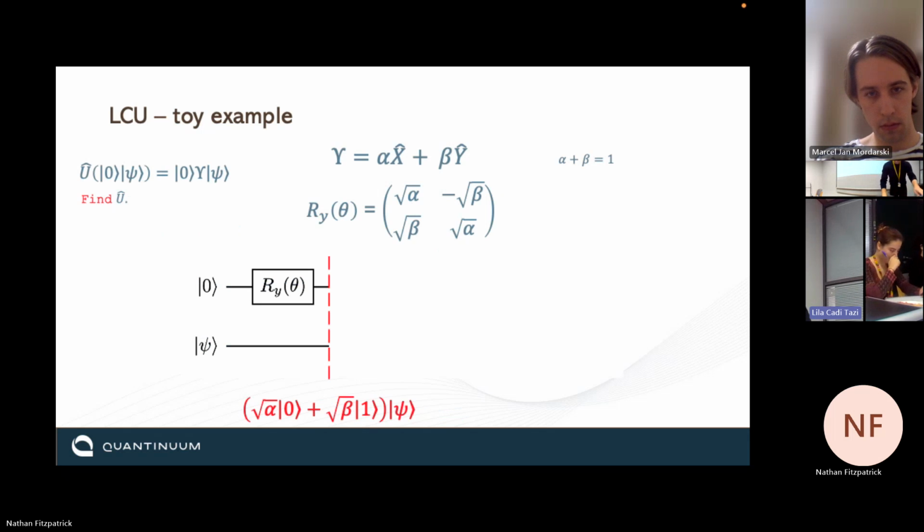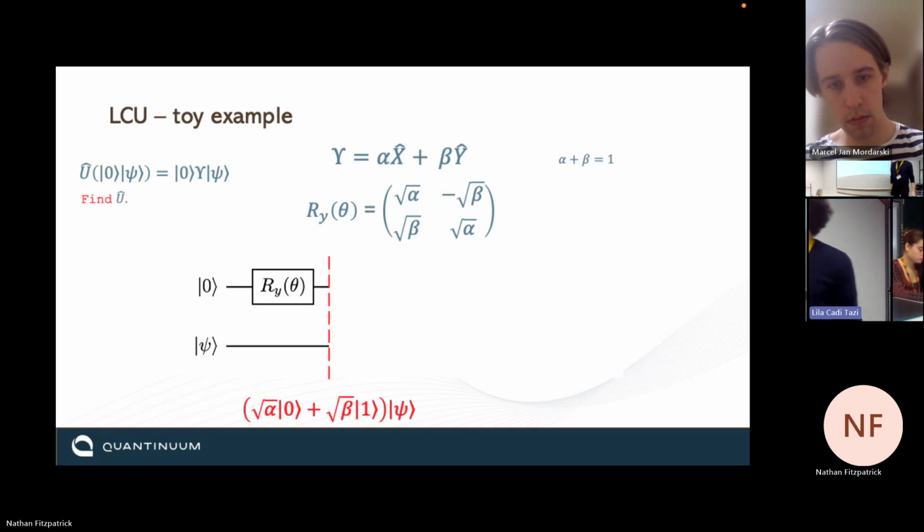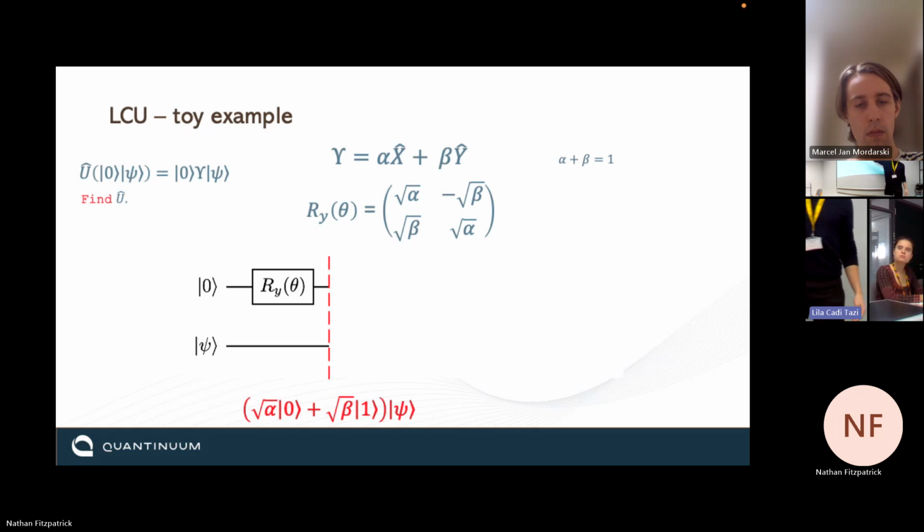Okay, so yeah, so you can see that. So this is how we do it. So we encode this first step encodes the weightings of this acting on the first column. So you can see that.